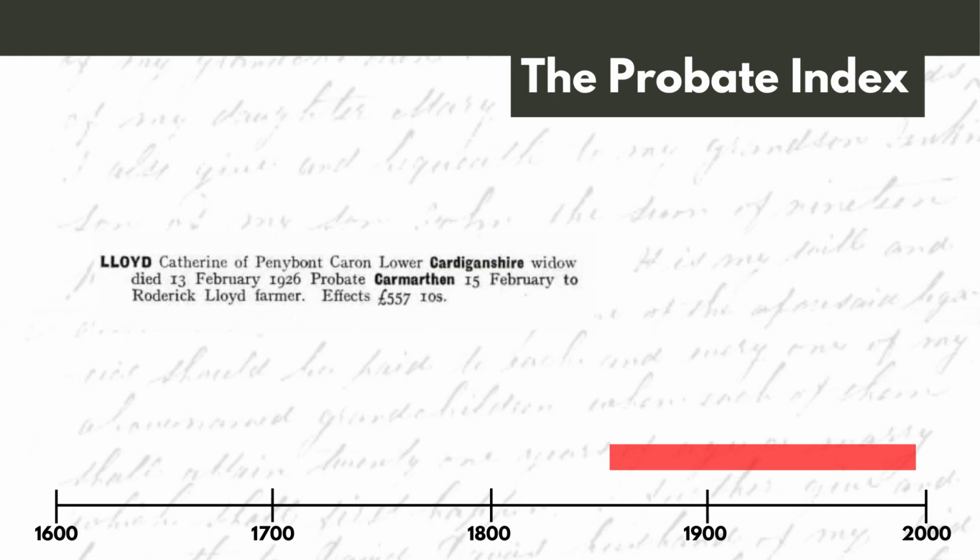The index is a short summary of basic information found in the will, but will often include names, the date of death, an address, and the name of the executor, and sometimes how they're related. To be able to see the will in full, you'll have to buy a copy from the General Register Office.